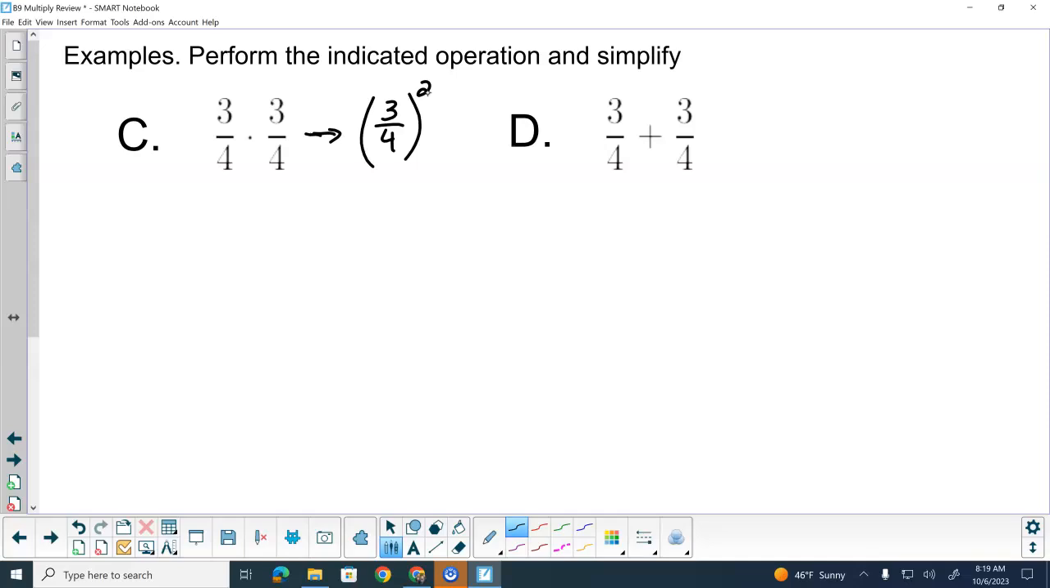We can write it as squared. Okay? We do it the same way though. So we multiply across the top, 3 times 3 is 9, and then we multiply across the bottom, 4 times 4 is 16. So then this is 9/16. Anything reducible out of 9/16? No. 9 has factors of 1, 3, and 9. None of those go into 16. So we leave it as 9/16.